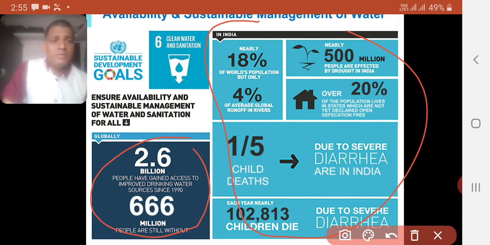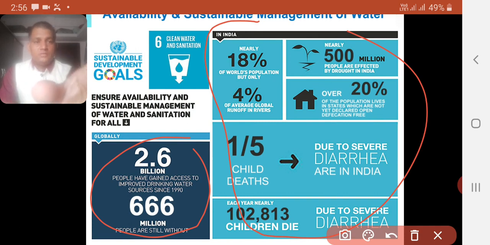One-fifth of child deaths due to severe diarrhea are observed in India. Each year, nearly 1,02,1813 children die due to severe diarrhea. So this is a major problem in India due to contaminated water, due to water pollution. When that contaminated or polluted water is consumed by people, it mostly affects children as well as the old age groups.